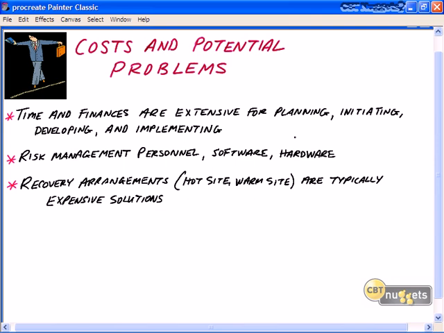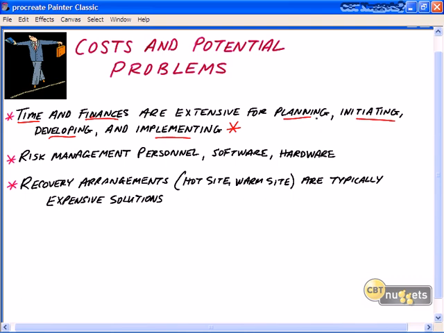You may not see a direct return on your investment, and you may not realize that return until a real disaster strikes. So the time it takes to put this in place, the financial resources it takes, are extensive depending upon your recovery options. Again, time and expenses for planning, for initiating, for developing, for testing, and implementing. All these things are extensive.